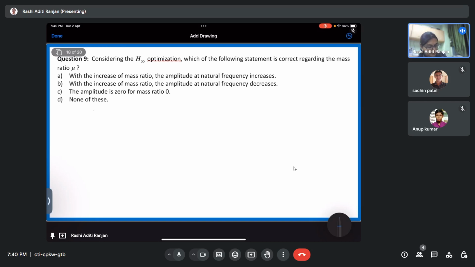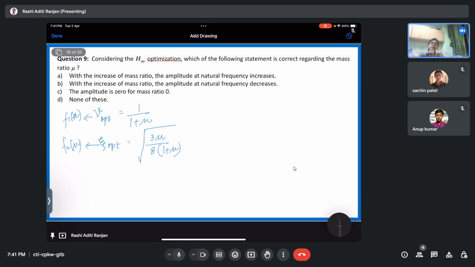One was my optimal tuning ratio, which was given as 1 by 1 plus mu. And second was my optimal damping ratio, which was given by under root of 3 mu by 8 into 1 plus mu. So now it is asking what can I comment or what is going to be the correct answer regarding the mass ratio mu. With the increase of mass ratio, the amplitude at natural frequency increases. Okay, so see, you can see that both of these are a function of mu, mass ratio.